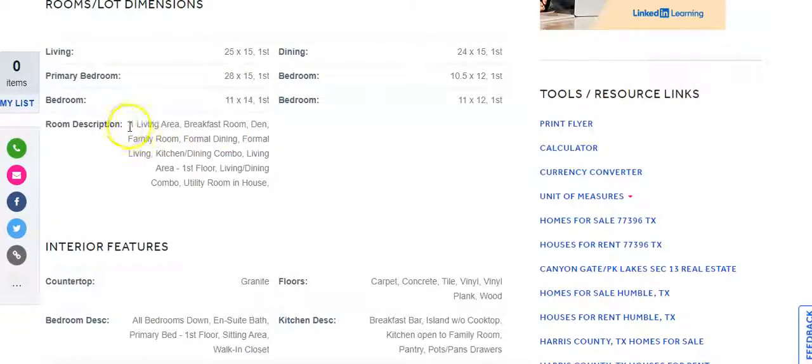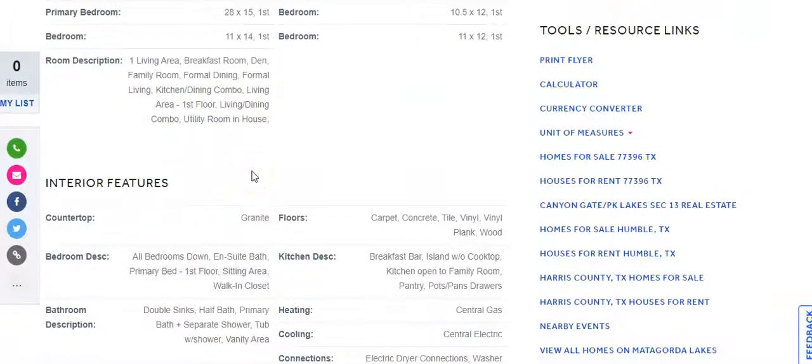Also, it gives you a room description: living room, breakfast, family room, formal dining. If this information is filled in, utility room in-house, that's usually important for some people, but you want to read the room descriptions to see if anything here appeals to you, or if anything here would not be a fit for what you're looking for.